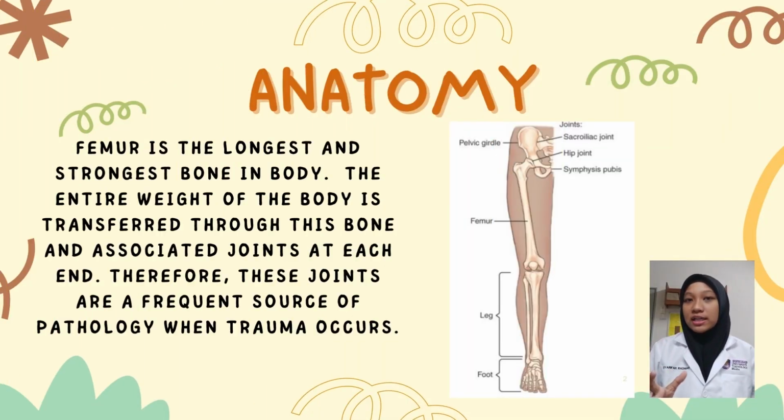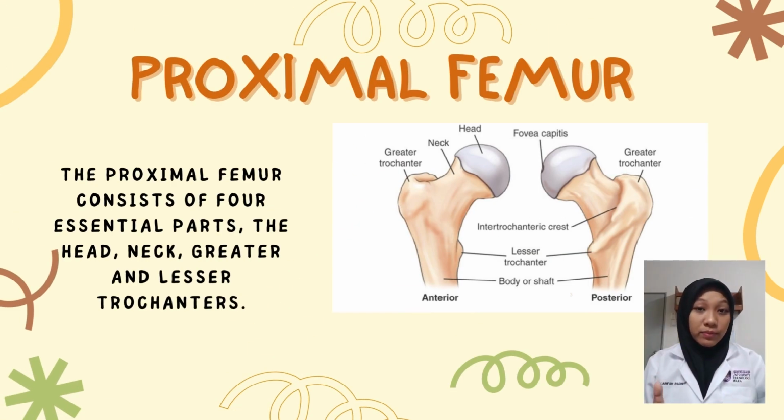Femur is the longest and strongest bone in the body. The entire weight of the body is transferred through this bone and associated joint at each end. Therefore, these joints are a frequent source of pathology when trauma occurs. The proximal femur consists of 4 essential parts: the head, neck, greater and lesser trochanter.